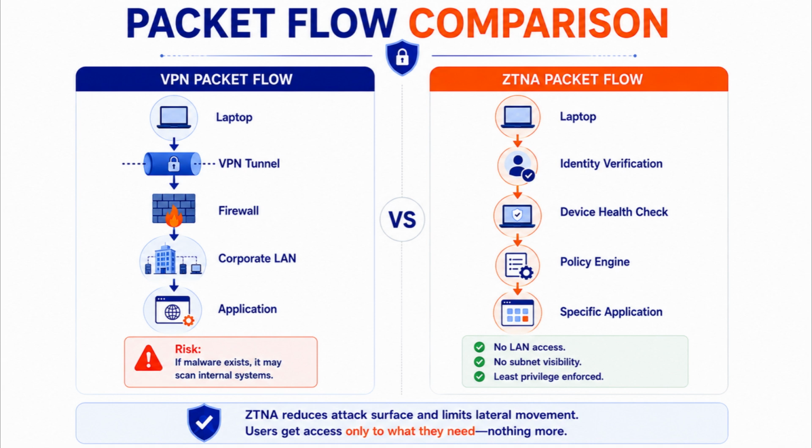Laptop. VPN tunnel. Firewall. Corporate LAN. Application. Risk: if malware exists, it may scan internal systems. ZTNA packet flow. Laptop. Identity verification. Device health check. Policy engine. Specific application. No LAN access. No subnet visibility. Least privilege enforced.